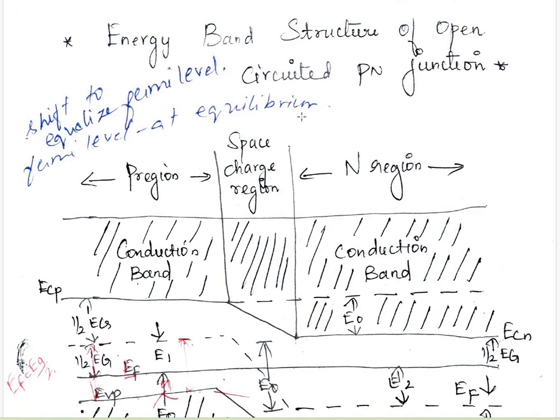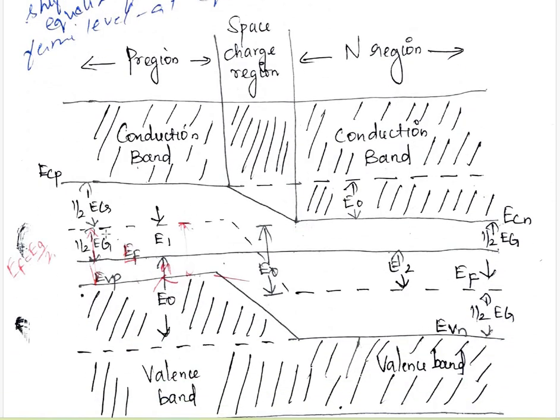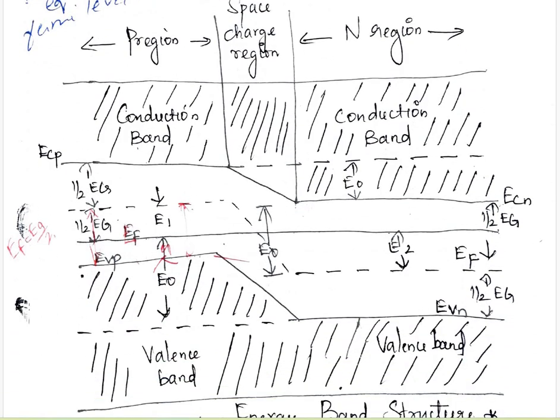Today's topic is the derivation for the energy band structure of an open circuited PN junction diode. This is the energy band diagram. This side is the P region and the right hand side is the N region. In between we have the space charge or depletion region. The center line is the Fermi level line, and we know that on the P side the level shifts towards the top and on the N side it shifts towards the bottom.